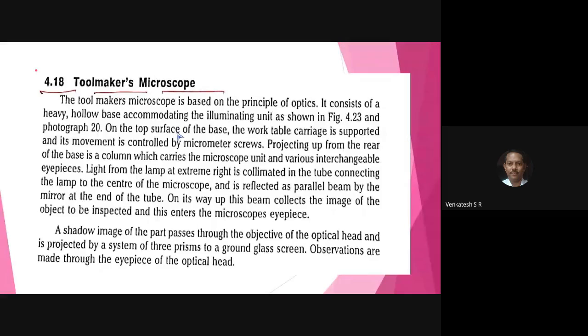Tool maker's microscope. Put a question mark. List the applications and limitations.